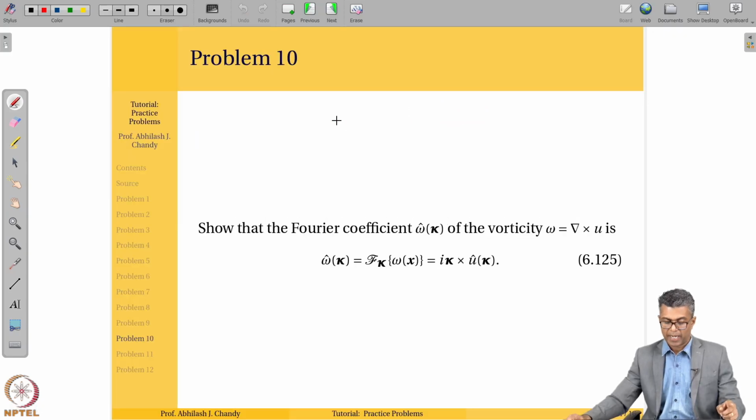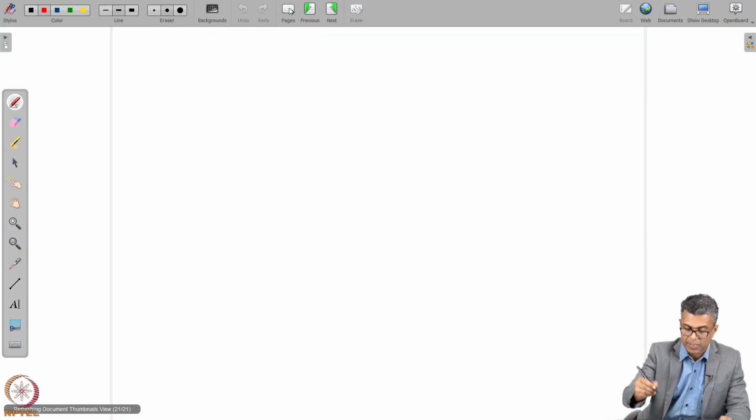Let's skip problem 9 and go to problem 10. Problem 9 we'll come back and see if we have time. But problem 10 we can try to work out. Show that the Fourier coefficient omega hat of kappa of the vorticity omega, equal to del cross u, is omega hat of kappa, which is the Fourier transform of omega of x, which is equal to i kappa cross u hat of kappa. Okay, let's see how we can work it out.